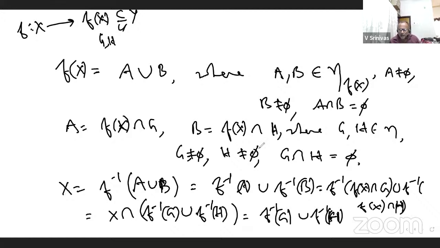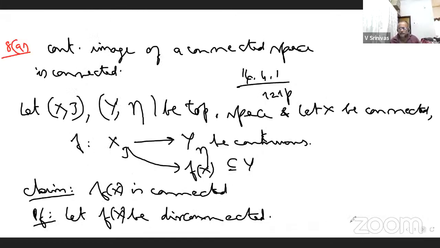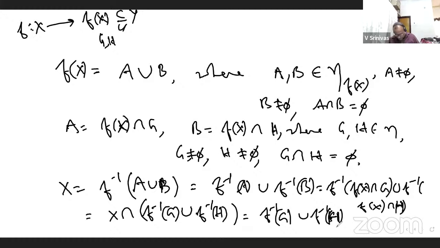Now G and H are open sets in the topology on Y. Therefore, F is continuous. F is assumed to be continuous. Therefore, F inverse G will be open. Similarly, F inverse H also will be open because H is also an open set. So these two are open sets, and your G is non-empty. So F inverse G will be non-empty. H is non-empty. F inverse H will be non-empty, and your G and H are disjoint. Therefore, these two sets, F inverse of G and F inverse of H, will be disjoint.